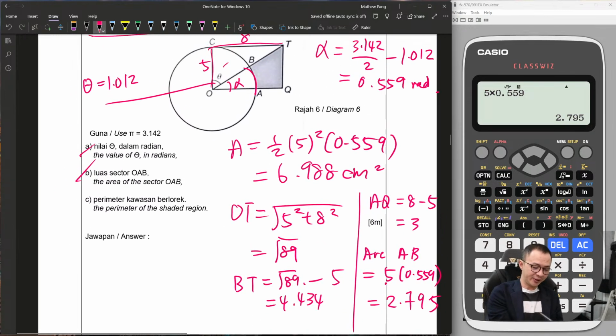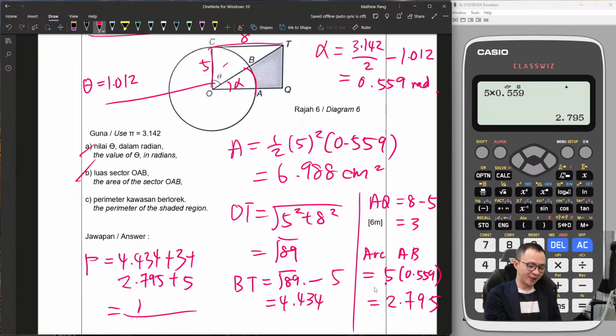So the perimeter is basically 4.434 plus 3 plus 2.795 plus 5. Okay, just type everything in the calculator. You'll get the final answer. You're going to type it yourself. I'm not going to type with you. Yep. Any question for these questions?